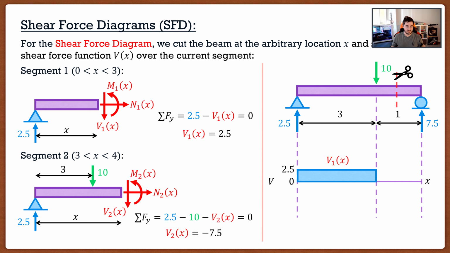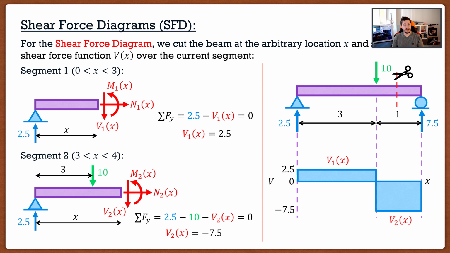Now what I would do is take this and go to my shear force diagram and say that for this second segment, we know that our shear force is negative 7.5 and it doesn't change, it's constant. So I would draw my nice line, and then if I want to, I would shade it in.